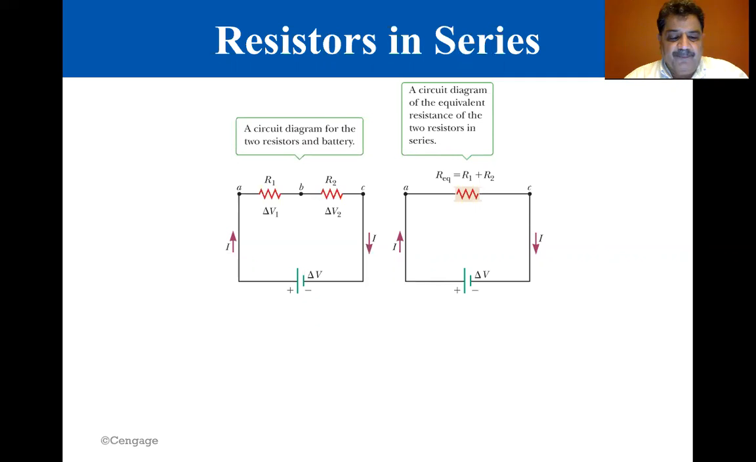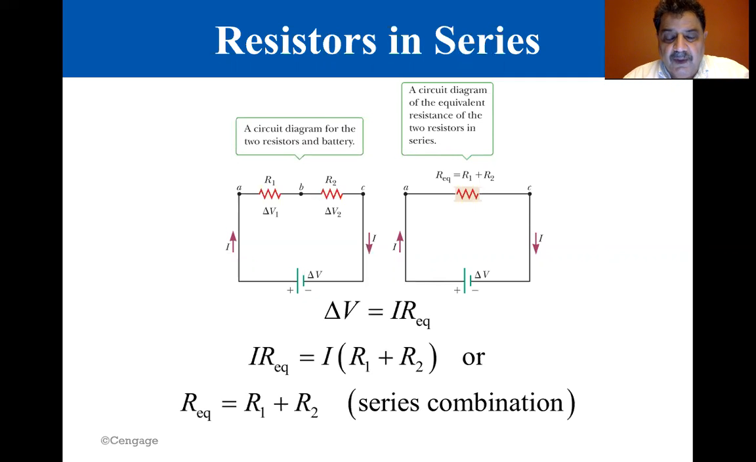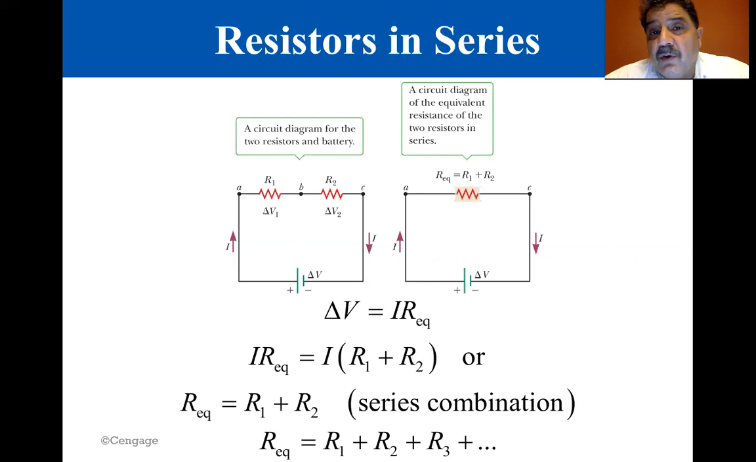Let's apply Ohm's law to this equivalent resistor. We can extend our analysis for more resistors in series. So delta V equals I R equivalent, which equals I times R1 plus R2, or R equivalent equals R1 plus R2. It doesn't matter how many resistors we have in series, the R equivalent is equal to R1 plus R2 plus R3 and so on. In other words, it's just a simple sum of the resistors when they are in series.